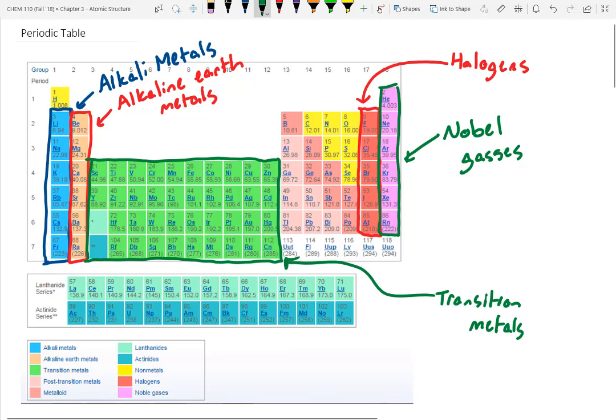Alkali metals are always group 1, first column. Alkaline earth metals are group 2, second column. And then we kind of skip over to the other side. Halogens are group 7, and noble gases are group 8.